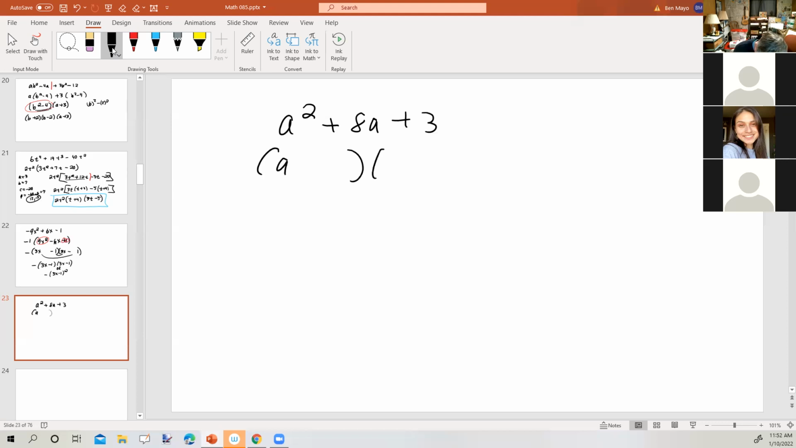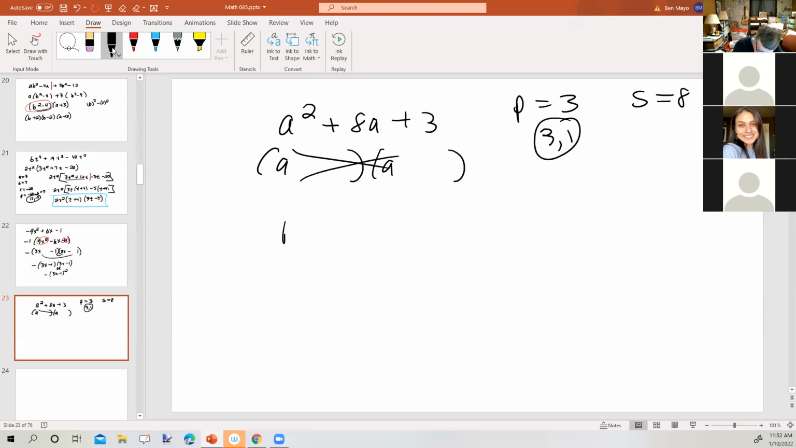So it's going to be a, and the product is 3 and the sum is 8. Well, the product's positive and the sum is positive, so both numbers have to be positive. So the only possibilities are 3 and 1, and that doesn't add up to 8. So this is prime. And again, in WebAssign, it'll say to put it in capital letters. Be careful, because if you write it in lowercase letters, I don't know if it would count it correct or not.